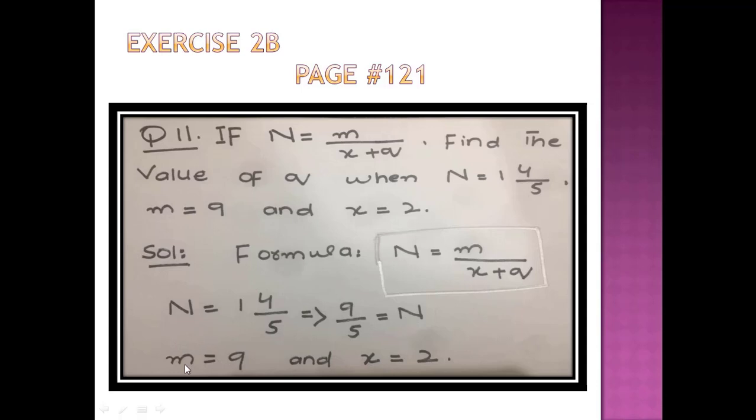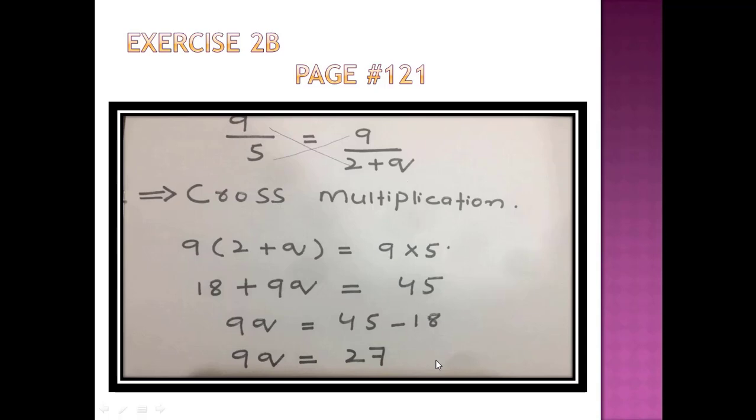Okay, m is equal to 9 and x is equal to 2. Here 9 over 5 is equal to 9 over 2 plus q. Okay, we have a fraction on both sides and between them we have what? Equal. So that's why we cross multiply. Cross multiplication. Okay, 9 multiplying with this value and 9 multiply with 5, like that.